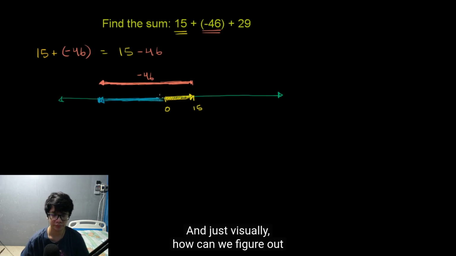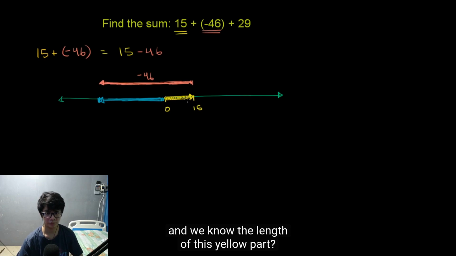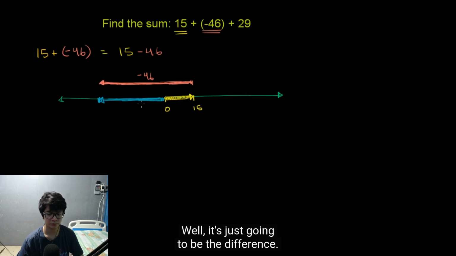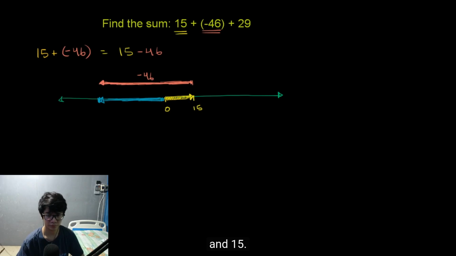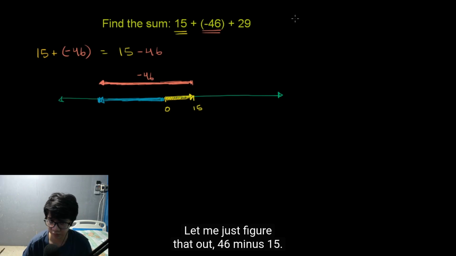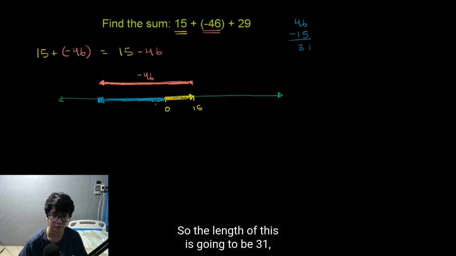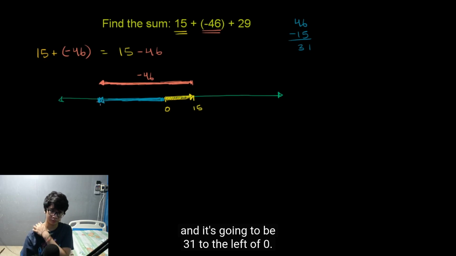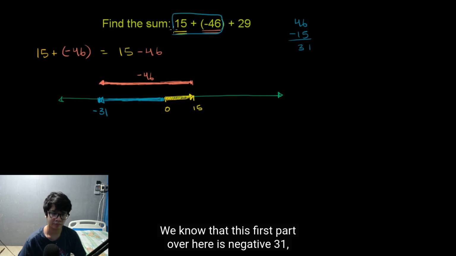And just visually, how could we figure out the length of this blue part if we know the length of this orange part and we know the length of this yellow part? Well, it's just going to be the difference of these two. So the absolute value of the sum is going to be the difference between this length, 46, and 15. So this is 46 minus 15. 6 minus 5 is 1. 4 minus 1 is 3. So the length of this is going to be 31. And it's going to be 31 to the left of 0. So this is going to be negative 31 right over here. So we know that this first part over here is negative 31.